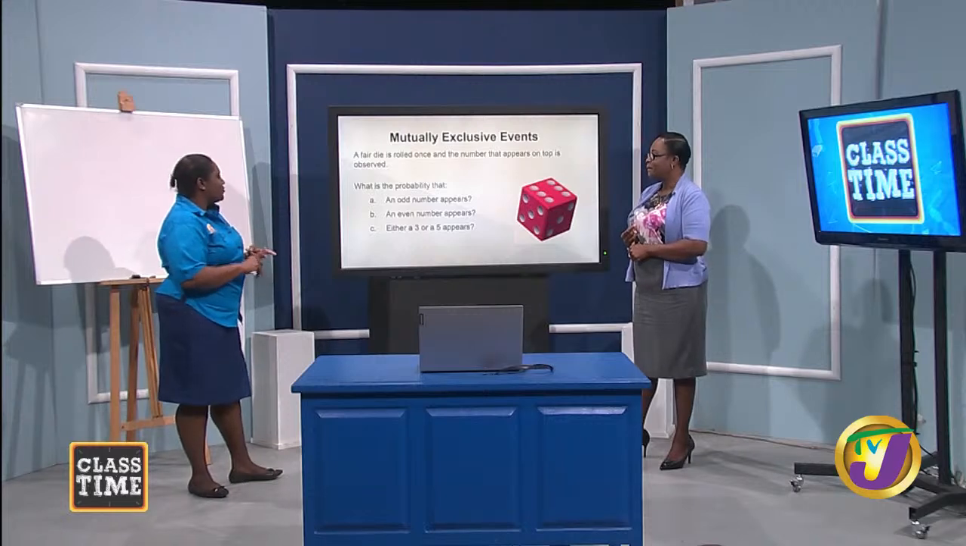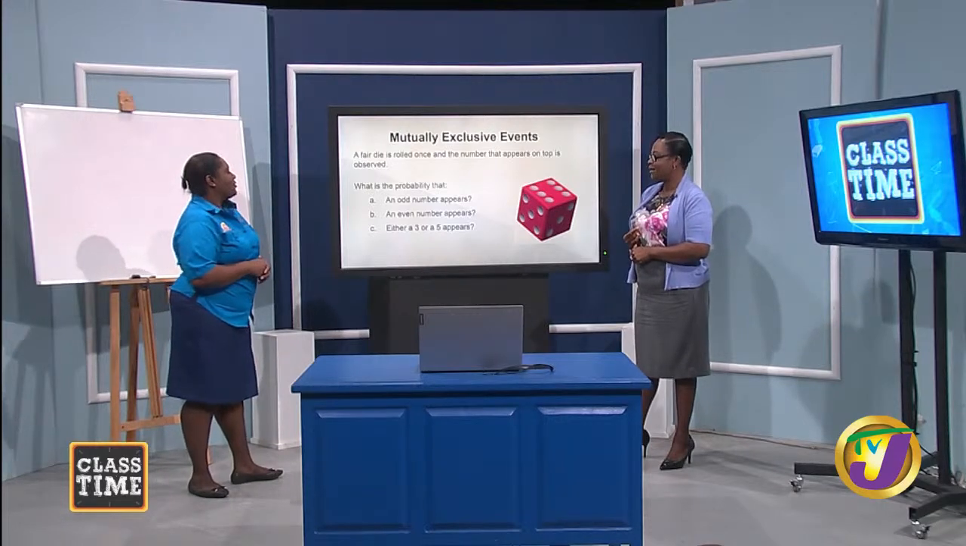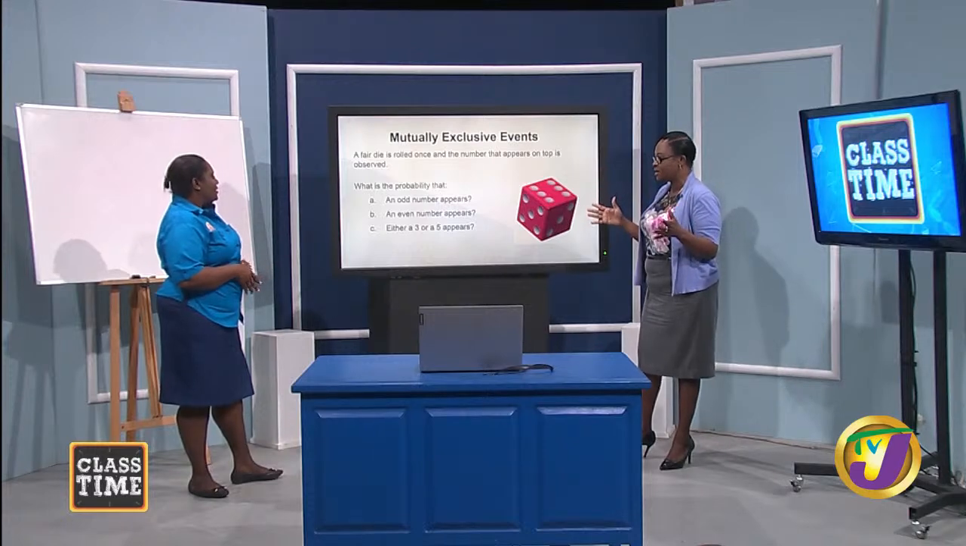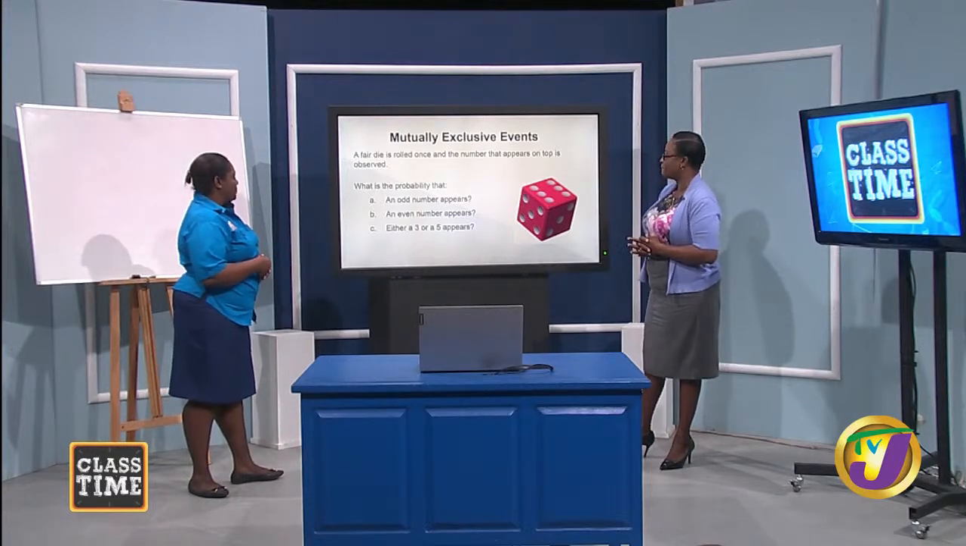Those numbers: 1, 2, 3, 4, 5, 6. Okay. Good. So that's a sample space. Those are the options that are available. Those are the chances.